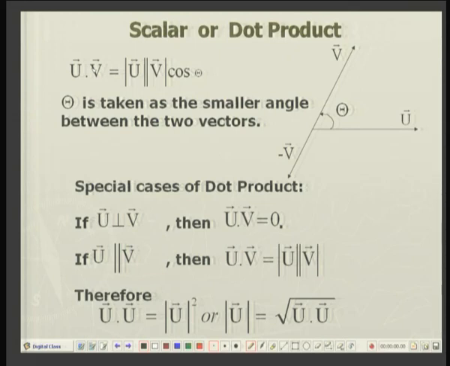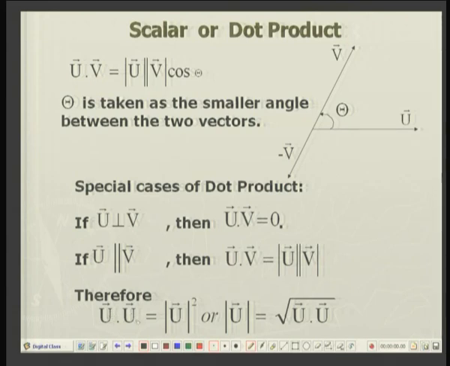Now let us look at some special cases of dot product or scalar product. When two vectors are mutually perpendicular to each other, that is the angle between the two vectors is 90 degrees, then the cosine of that angle is 0. So you can easily see u dotted with v is equal to 0. Suppose u and v are parallel to each other, then the angle between the two is 0 degrees. So cosine of 0 is 1. So obviously u dotted with v is equal to the product of the two magnitudes, because the third term is just 1.